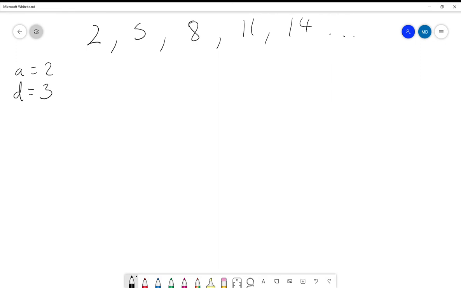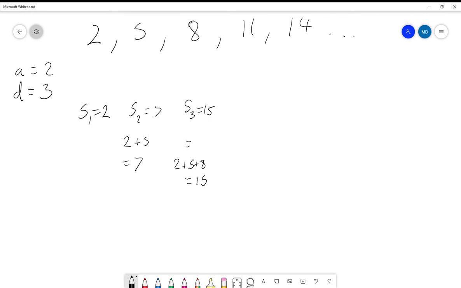Now that's a sequence. What's an arithmetic series? Well, an arithmetic series is the sum of the sequence. It is in fact another sequence itself. So the first term of the arithmetic series, S1, would just be 2. S2 would be 2 plus 5, which is 7. S3 would be 2 plus 5 plus 8, which would be 15. And so on and so forth.